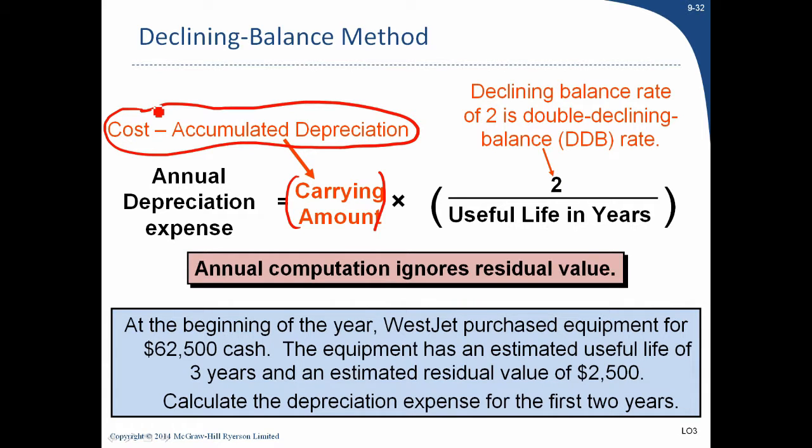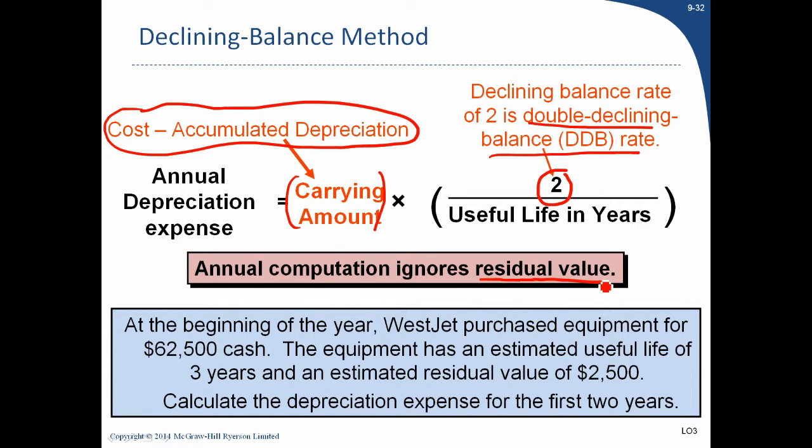Same for our units of production, only looks at the cost. We look at the current carrying amount, and we have a declining balance rate. In this case, the most common you'll see is what's called a double declining, meaning, and this is just a factor, so if you see a 2 here, that means it's double declining balance, DDB. I want to show an example, and we also ignore residual value.